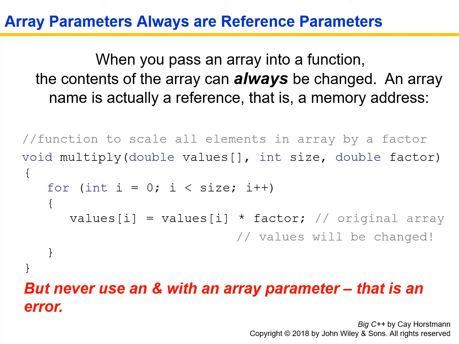Note that arrays, because of the peculiarity of how they're defined as a reference to a memory location, are always passed by reference. Never use an ampersand with an array parameter. That's an error, but you can imagine that there's just sort of an automatic ampersand there, an automatic reference parameter. So if I pass in values and I try to multiply each value by factor, it's actually going to change the value in the original array that was passed to this as a parameter.